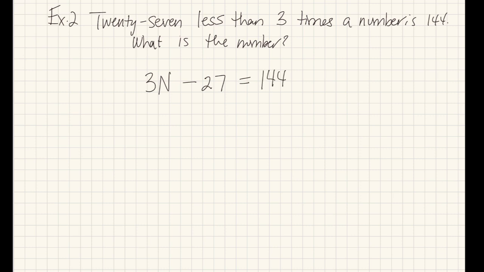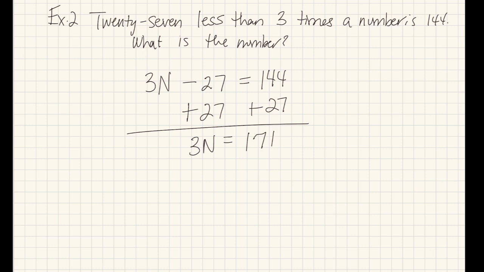To get this n by itself, the first thing we are going to do is add 27 to both sides, because we want to zero that out or just eliminate that 27 from that side. So then we would have 3n equals 171, because 144 plus 27 is 171. We are going to divide by 3 because we really want to get that n all by itself. And then we would get n equals 171 divided by 3, which is 57.